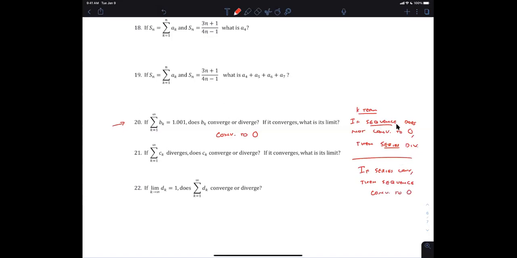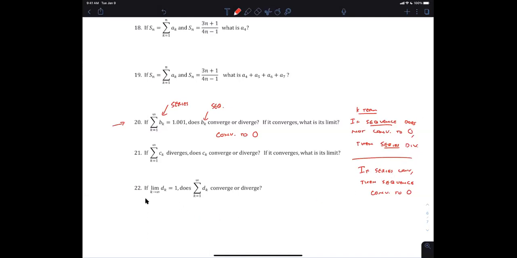Because if the sequence did not converge to 0, then the series would have diverged. Well, this is the series. This is the sequence. So this is telling you the series converges, which means the series doesn't diverge. So this part had to be false. The sequence has to converge to 0 because the series converged at all. I know that's weird. Does that make sense? Yeah, that makes sense. Okay.